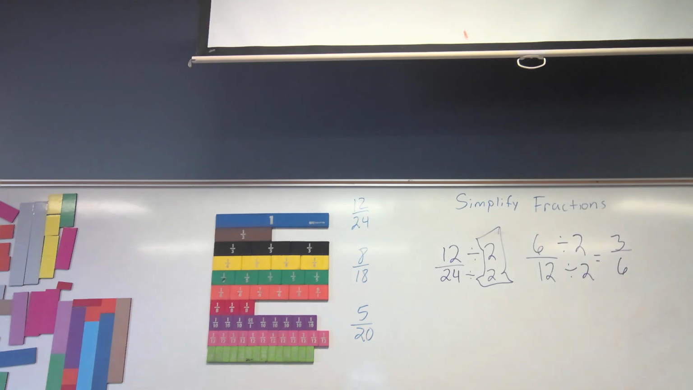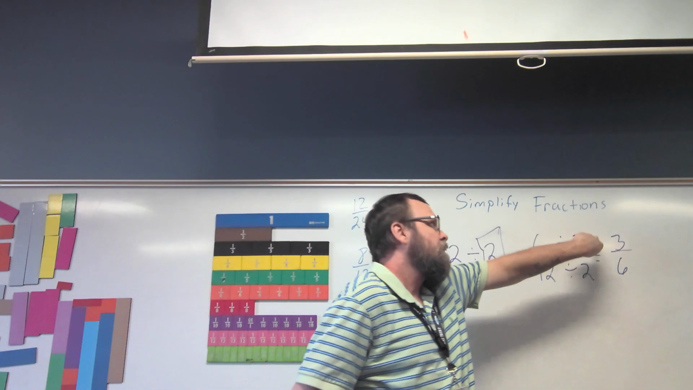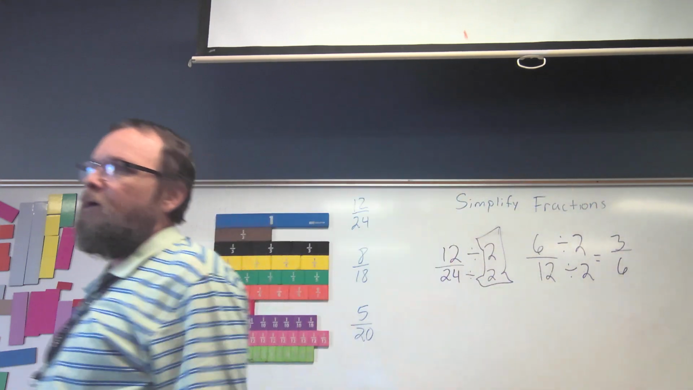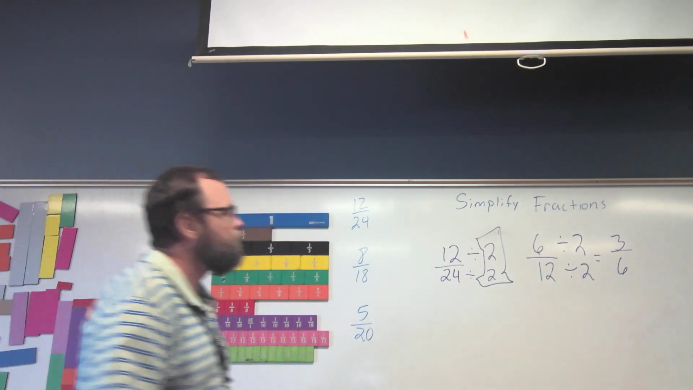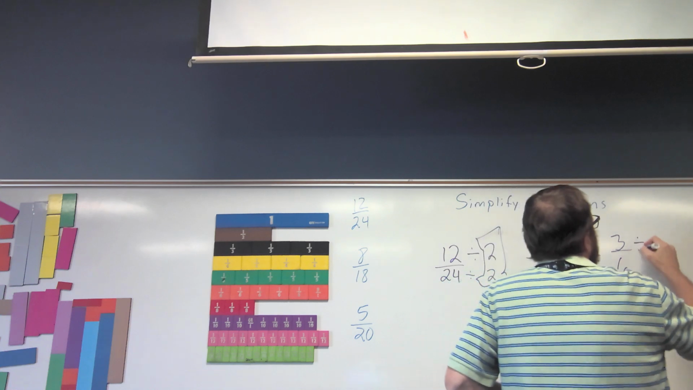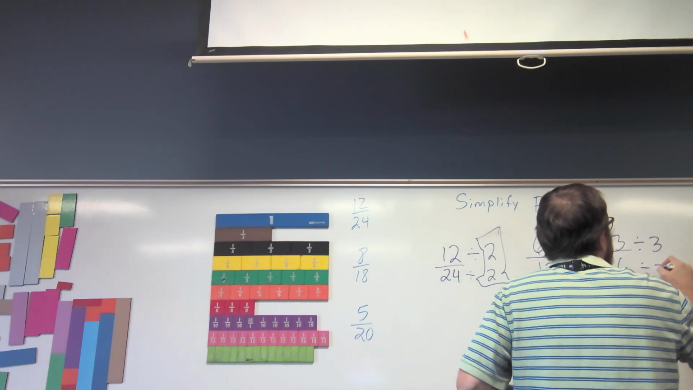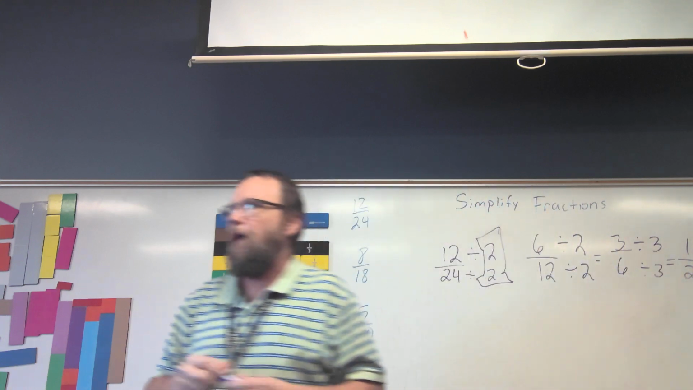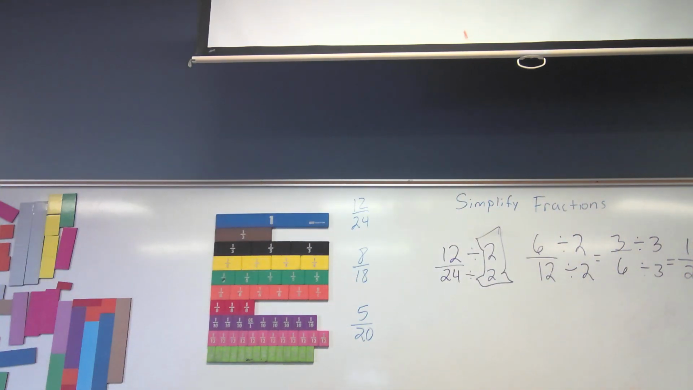So now we have to decide, is there a number other than 1 that divides evenly into both 3 and 6? Landry? 3. If we divide both my numerator and denominator by 3, I end up with 1/2. And if my numerator is 1, I can't make it any smaller.